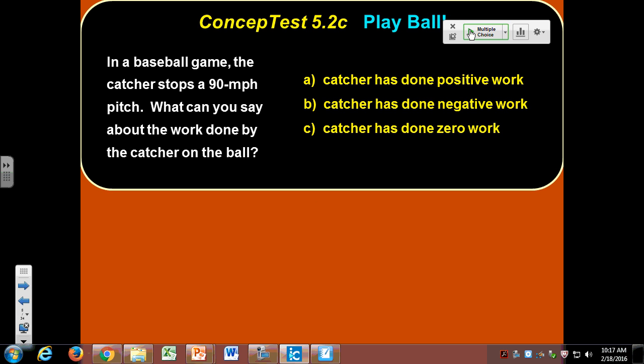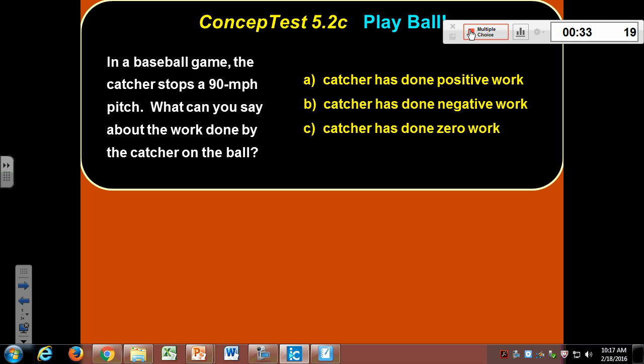In a baseball game, a catcher stops a 90-mile-an-hour pitch. What can you say about the work done by the catcher on the ball? So this catcher catches this 90-mile-an-hour pitch and makes it come to a stop. What can you say about the work that's being done by that catcher? Is it doing positive work on the ball, negative work on the ball, or zero work on the ball? Think about the concept of what positive and negative work means, or zero work. What does that mean physically to the object? And then it should give you the answer.